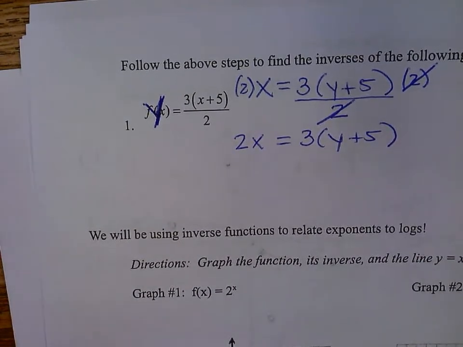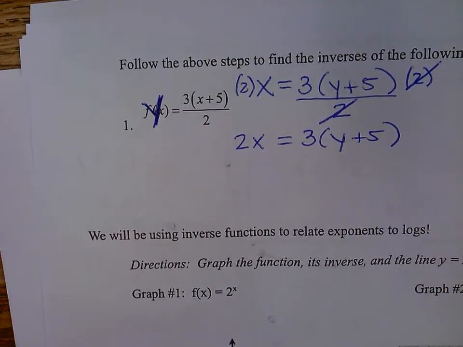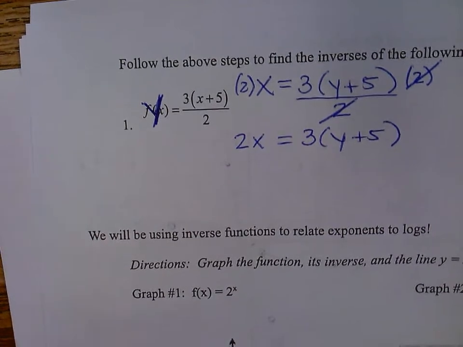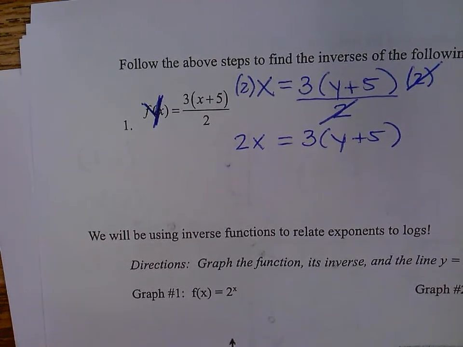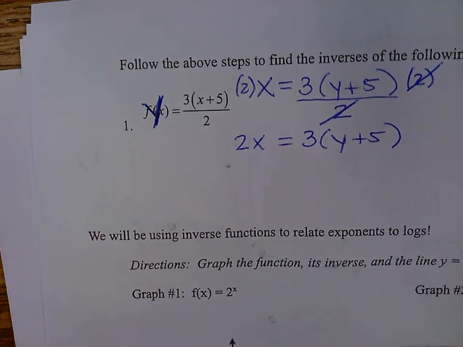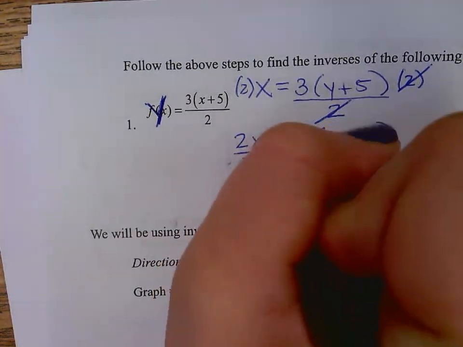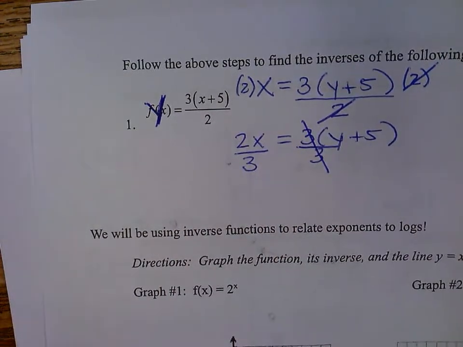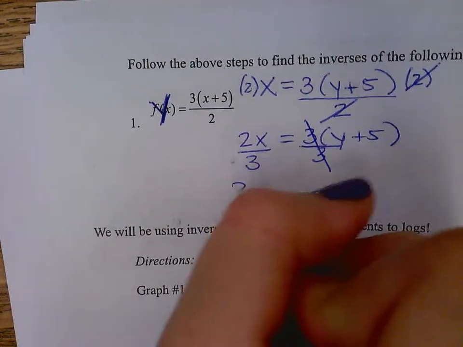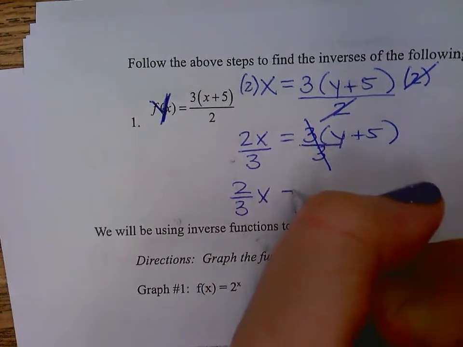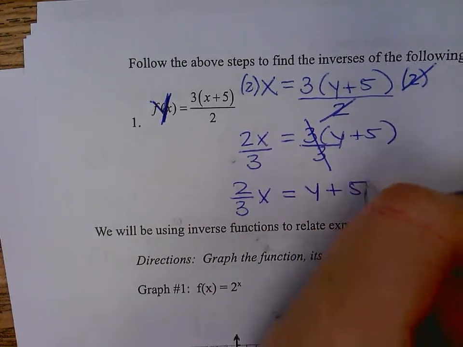What would be my next step? Let's just say I don't want to distribute it. Not subtract. I'm multiplying the whole quantity by 3. What's the opposite, the inverse of multiplying? So I'm going to divide through by 3 on both sides. So I have 2/3 x equals y plus 5. I'm almost there. What's my last step to get y by itself?